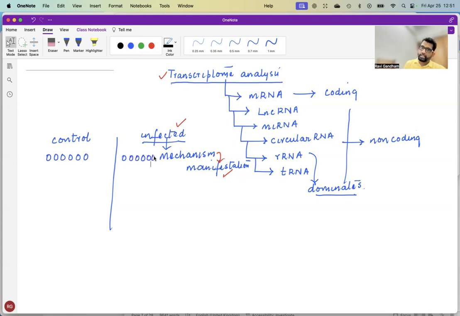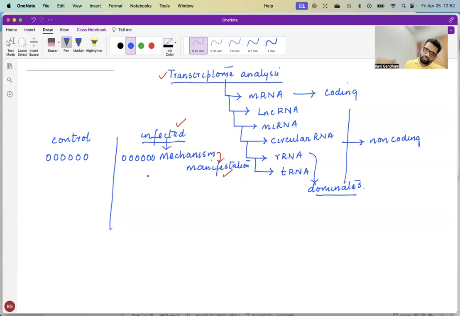So what are we looking at? We are basically looking at how the different molecules inside the cell would influence a particular phenotype that is observed under infection. When you say manifestation, there's a certain phenotype that is observed under infection, and you'll have to look at that. Now, for example, let's see what people used to do earlier.